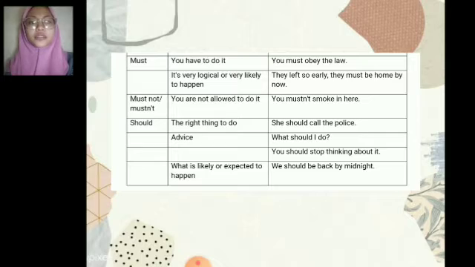The next is must not or mustn't. The usage of this modal auxiliary is you are not allowed to do something. The example, you mustn't smoke in here. And the last is should. The usage of this modal auxiliary is the right thing to do, advice, and also what is likely or expected to happen. The example, she should call the police, and then what should I do? And also you should stop thinking about it, and we should be back by midnight.